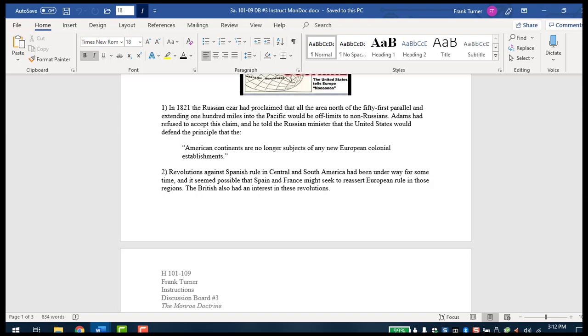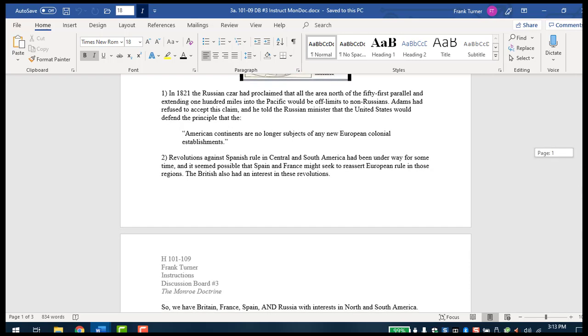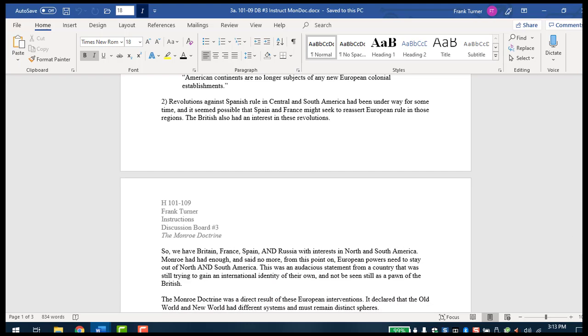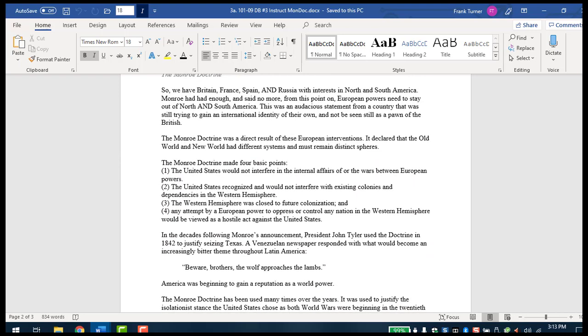The second point, revolutions against Spanish rule in Central and South America had been underway for some time, and it seemed possible that Spain and France might seek to reassert European rule in those regions. The British also had an interest in these revolutions, okay? So we have Britain, France, Spain, and Russia with interests in North and South America. So Monroe had had enough and said no more. You know, we are the person that carries the big stick over here now, not you. So from this point on, European powers need to stay out of North and South America.